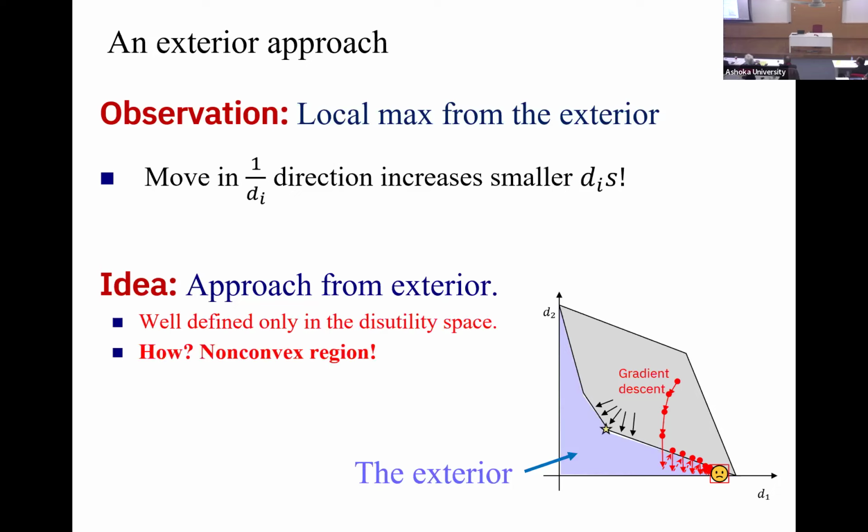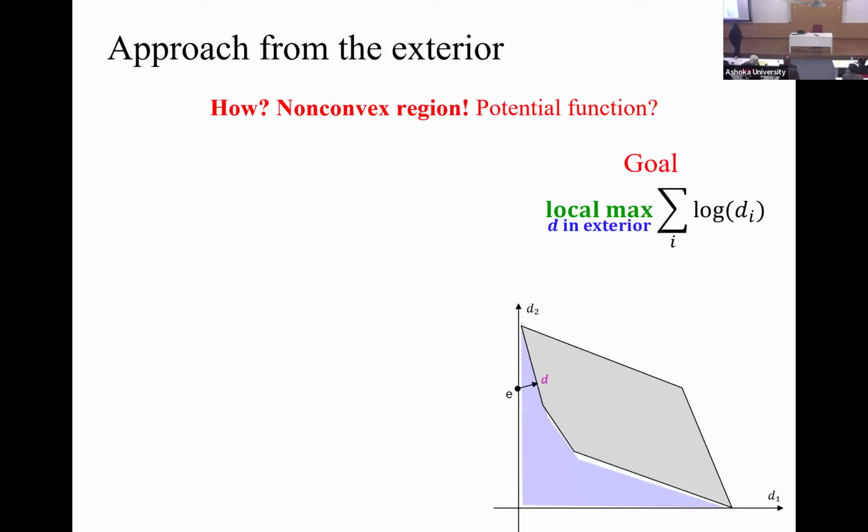Okay, so the challenge now: first of all, you can only work with this utility space to actually define this exterior region. Even if you manage to define it, it's a non-convex region. Then what should be the potential function for the algorithm, and how do you solve fast convergence? So these are the challenges. So let's first talk about potential function.